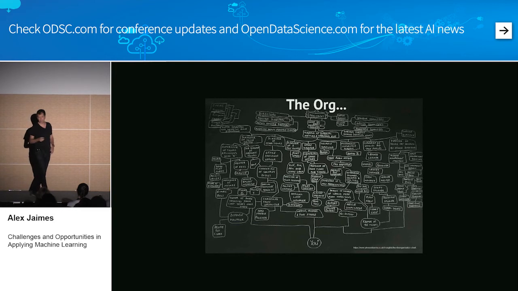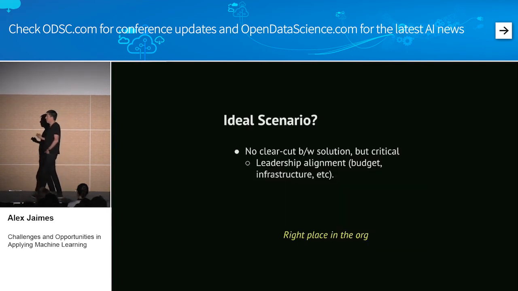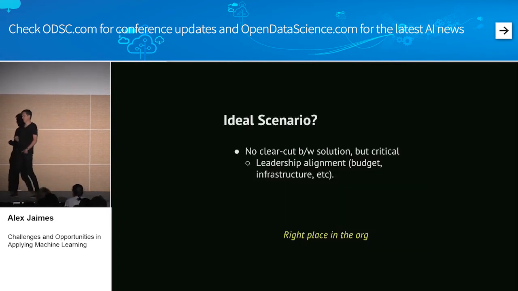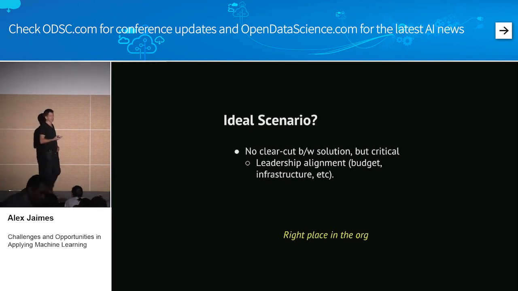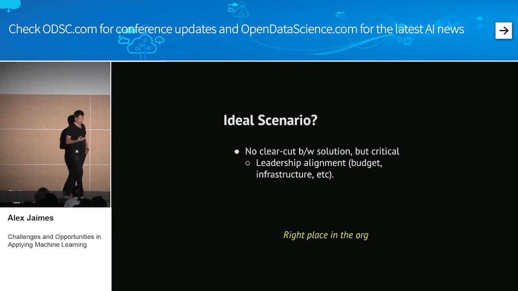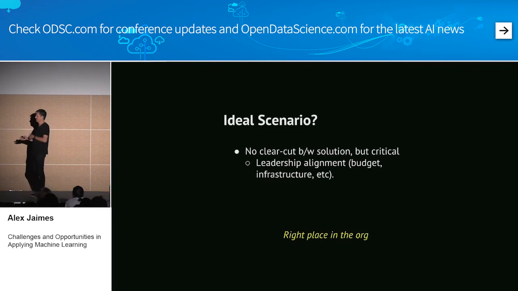What is the role of the data science team? And what is your role specifically as a data scientist in whatever the processes are? So I would say there's no ideal scenario. It really depends a lot on the company. Obviously, there are companies that are very tech-focused, where they have a lot of data, and so it's clearer where things should sit. But the main thing is to have leadership alignment.